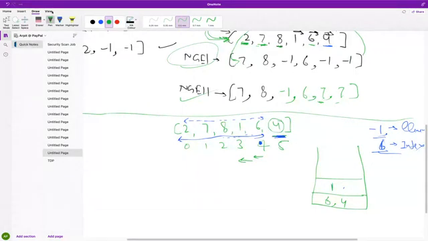Correct? Let's also push the index. Guys, this is the index. Every time I am telling you, the second one is the index I am pushing here, and this one is the element. Okay, now let's move further.